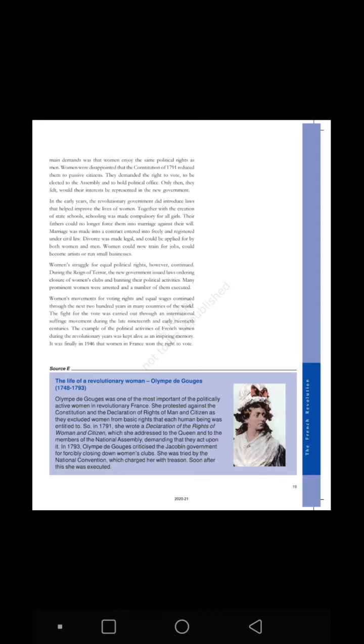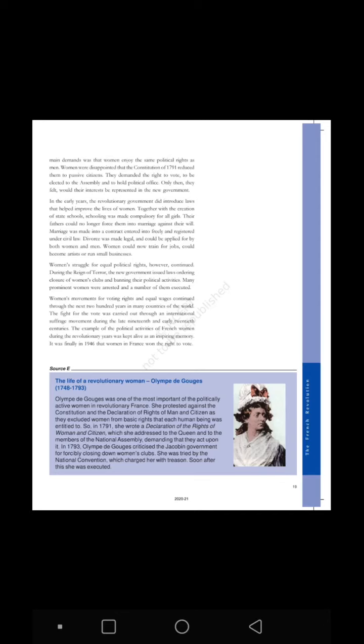Women's struggle for equal political rights, however, continued. During the Reign of Terror, the new government issued laws ordering a closure of women's clubs and banning their political activities. Many prominent women were arrested and a number of them executed.